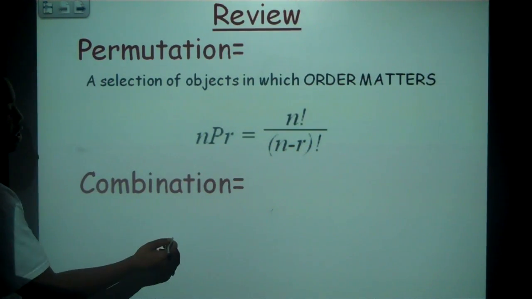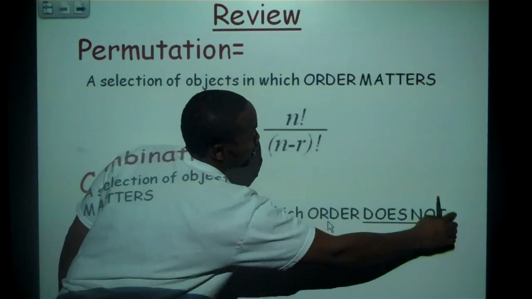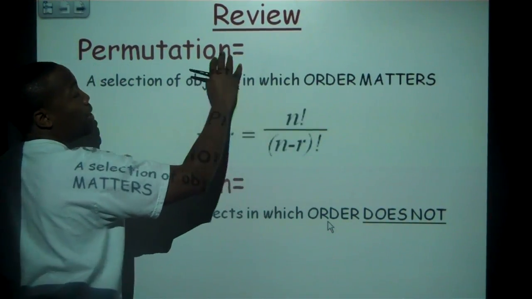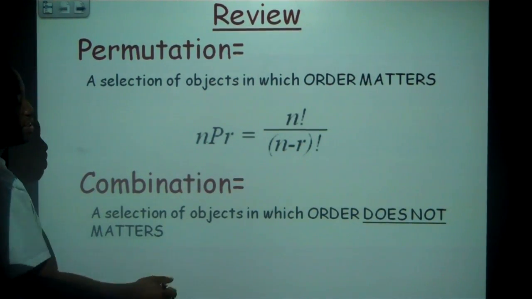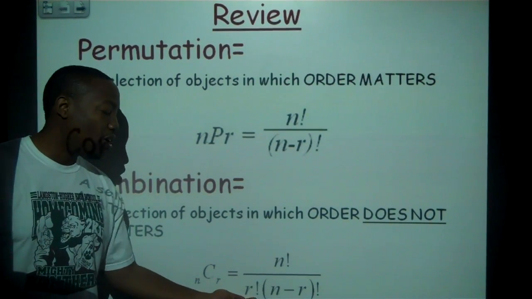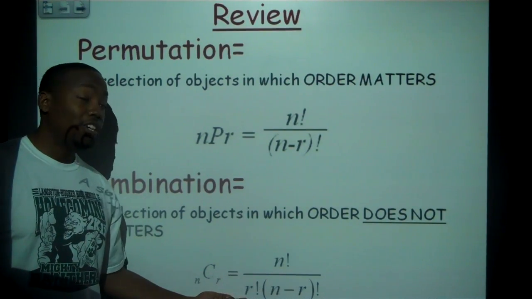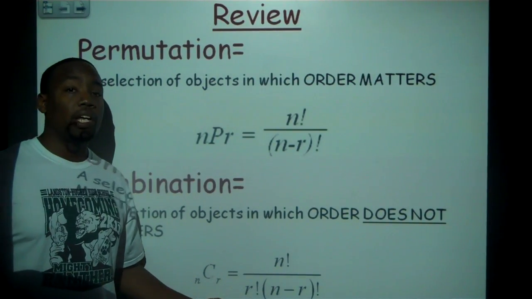My next thing is going to be combination. This is where order does not matter. So as y'all see here, permutation, order matters. Opposite of order would be order does not matter, which is combination. Now the formula for combination is a little bit longer. It just adds an extra r factorial, and the n and the r represent the same thing. The n is the total amount. The r is how many I'm picking out.